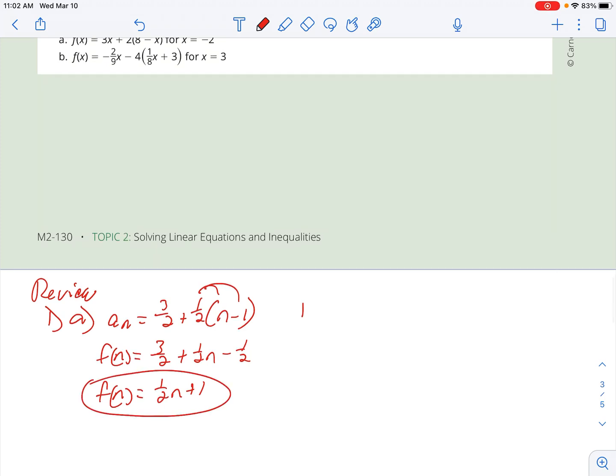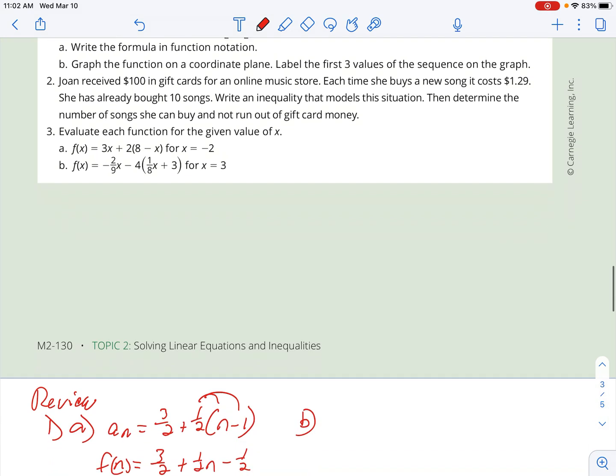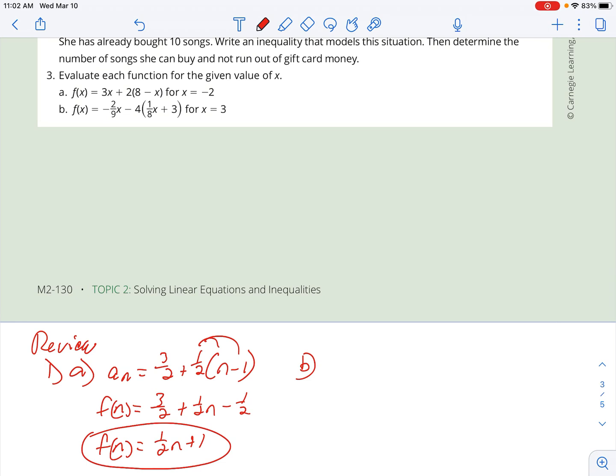Now part B says to graph the function on a coordinate plane and label the first 3 values of the sequence on this graph. So the first value, we can just do kind of by hand here, let's actually make this as a table: n and f of n. So 1, 2, and 3.